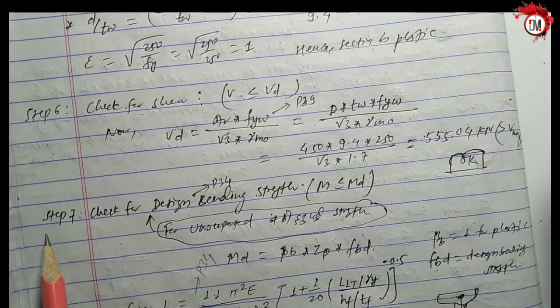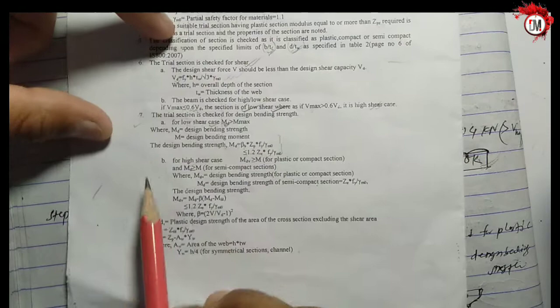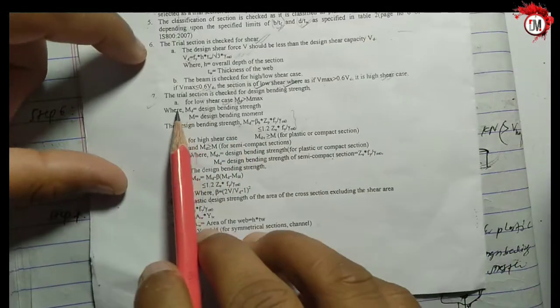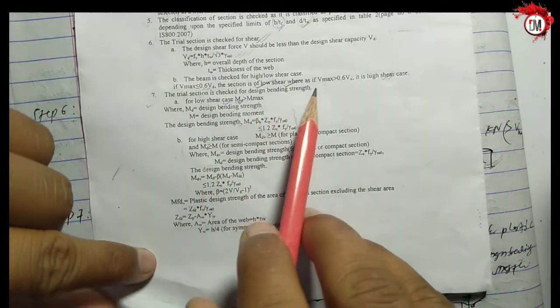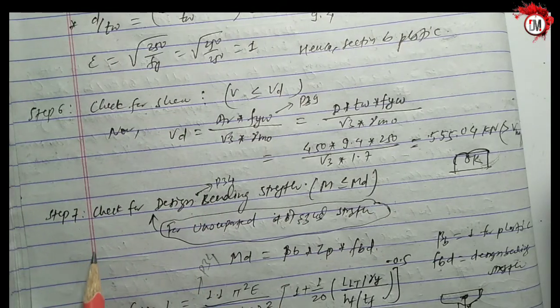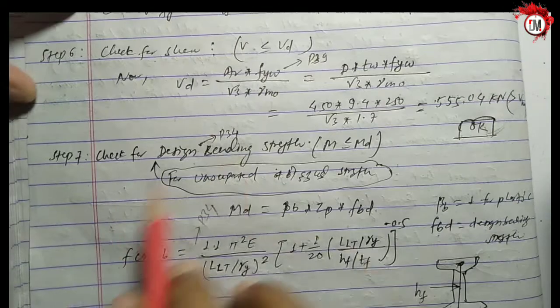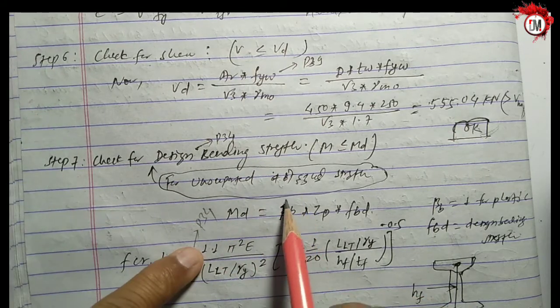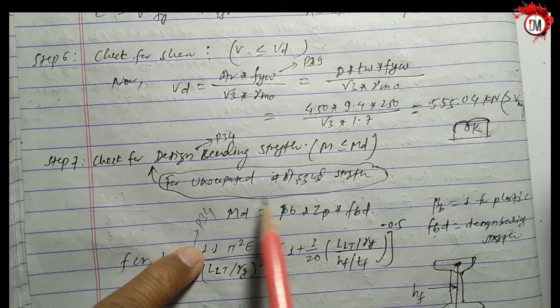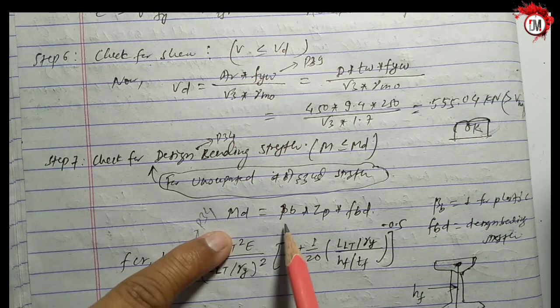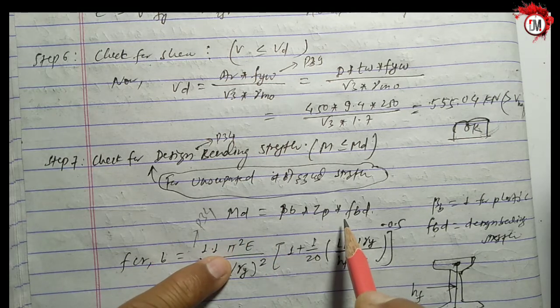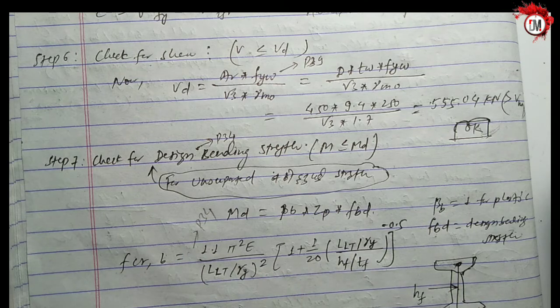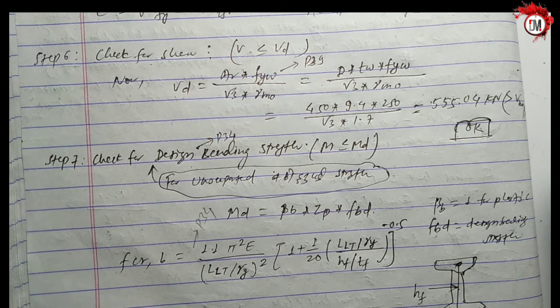Now we will go to step number 7. So what is in step number 7? The trial section is checked for design bending strength. So we have to check for design bending strength. Here you can see, for the unsupported condition, we will use Md equal to beta_b into Z_p into f_bd. So this formula we will use.